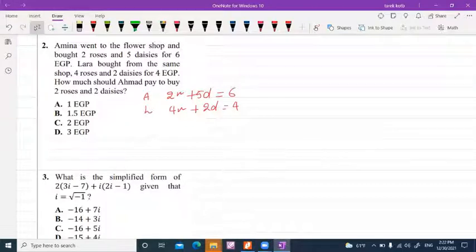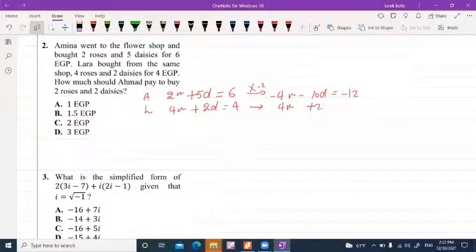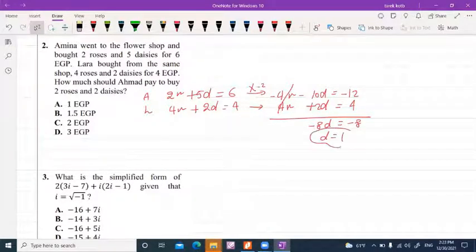How can we solve this system? This is 2R, 4R. So if you multiply the first equation by negative 2, the first equation will be negative 4R, the second will be negative 10D equals negative 12. And this, keep it as it is, 4R plus 2D equals 4. And then add the two equations. The R will cancel the R. Negative 10 plus 2 equals negative 8D, and negative 12 plus 4 equals also negative 8. If you divide by negative 8, D equals 1.